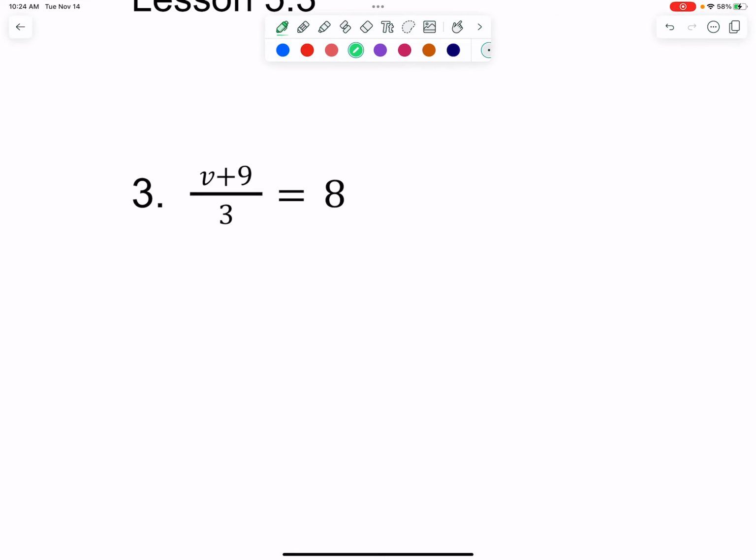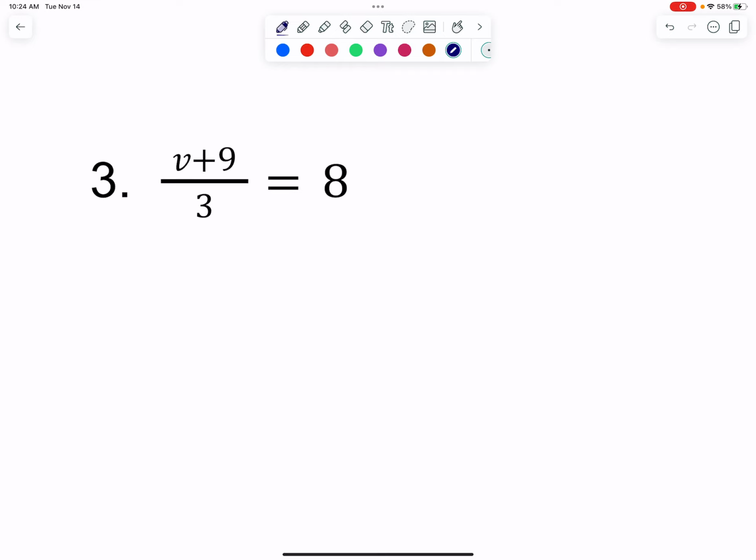This one is a little bit different. Still going to approach it the same way. We draw on the wall. Now, if we check to the left and to the right, we don't have any operations, any places we can simplify. Sometimes my students have a tendency to want to simplify that. They want to write it as v over 3 plus 3 equals 8. Don't do that. Work with it like it is.